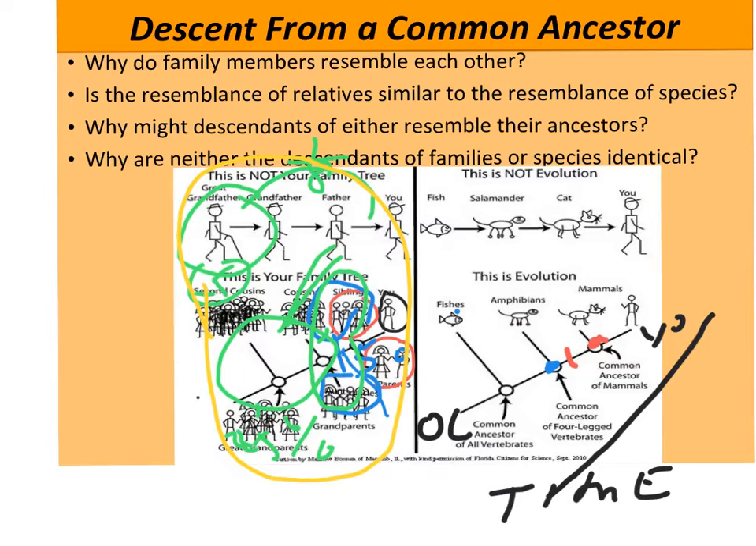Why might descendants of either resemble their ancestors? Well, when you share ancestry, you share similar genes, similar alleles that you've inherited. Like you've inherited a whole bunch of alleles that are identical to what your parents have. You share only 25% of your alleles with your grandparents. You share 50% with your parents.